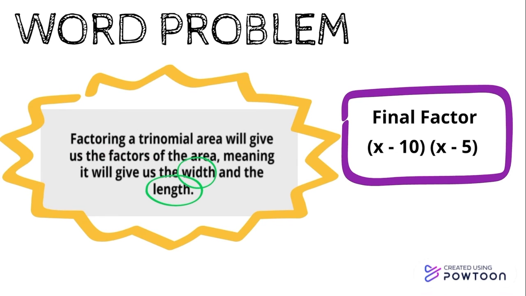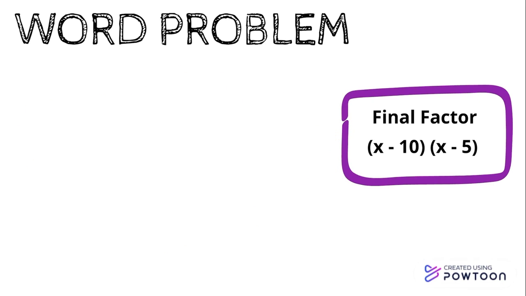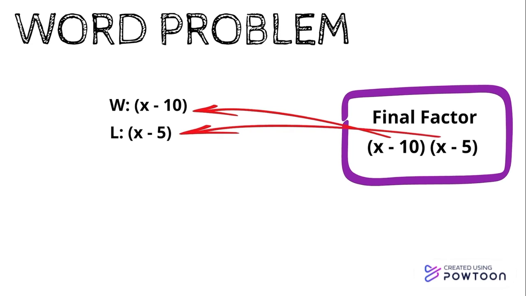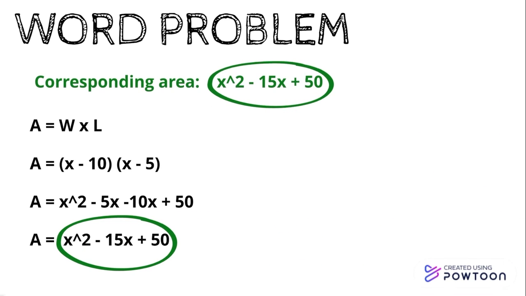Now with this final factor, we need to remember that the factors of a trinomial area will always be the width and the length. So as we know that the width is x minus 10, that means that the length is x minus 5. Now to prove that this is correct, we need to multiply this width times this length and see if the result is the same as the corresponding area. In this case it is, so it is correct.